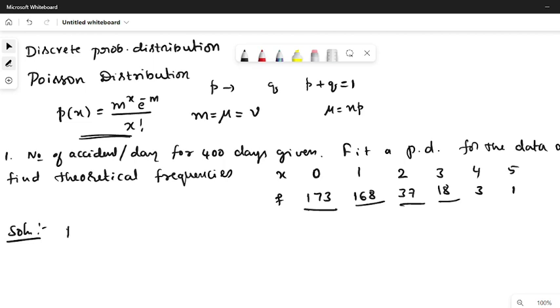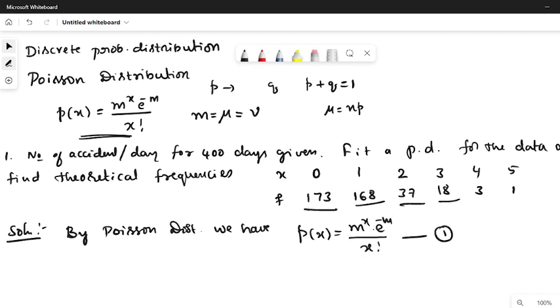Now by Poisson distribution, we have P of x equal to m power x into e power minus m by x factorial. First we need to determine m. What is m? m equal to mu. That means we need to compute number of accidents per day. So mu will be equal to total number of accidents, summation f into x, not f of x, it is f into x, divided by summation f, total number of days. It is actually 400.